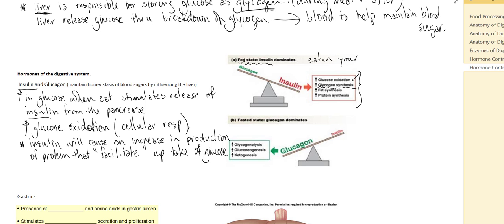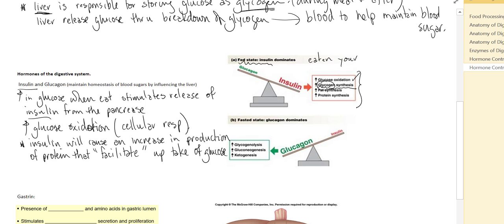And so insulin promotes the production of proteins that facilitate the uptake of glucose. If you remember back from chapter 5, the transport of glucose is a facilitated transport with channel proteins providing the pathway of glucose into the cells. And so insulin will promote the production of those proteins. Organs like your liver and muscles will take up that glucose and they will store it as glycogen.